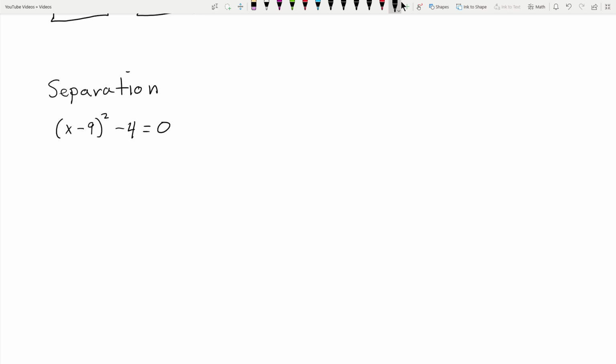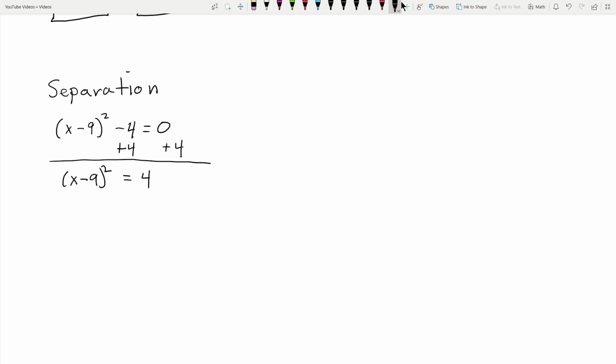That is, head towards getting all my x's on one side of the equation and all my not x's on the other. So I have a -4 here that's just kind of hanging out on the left. I'm going to move it over to the right. So then we have x minus 9 squared equals 4.